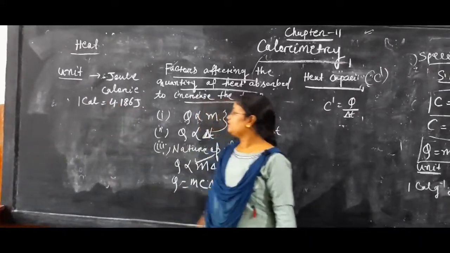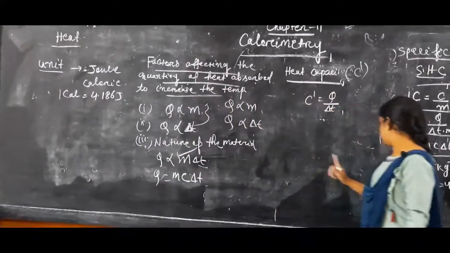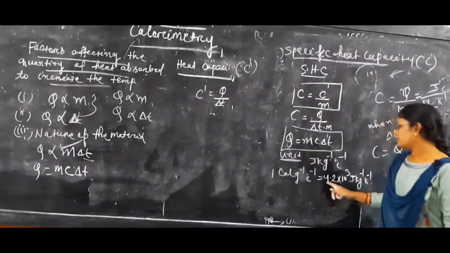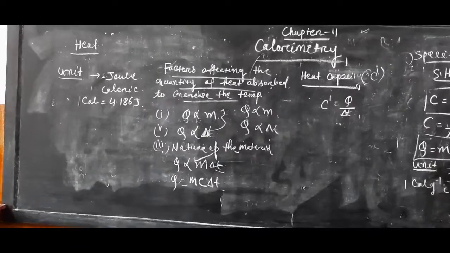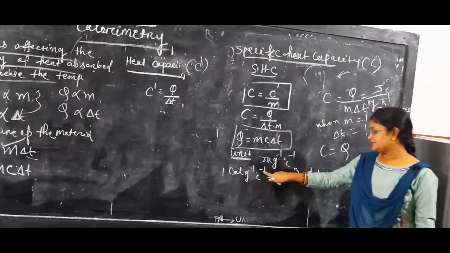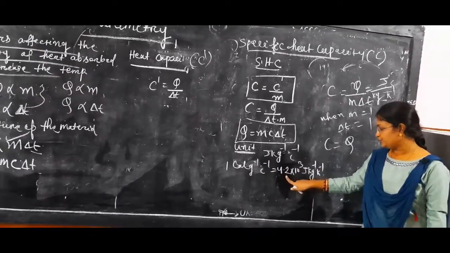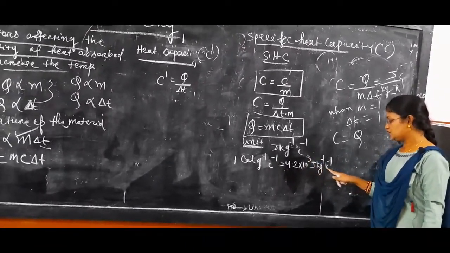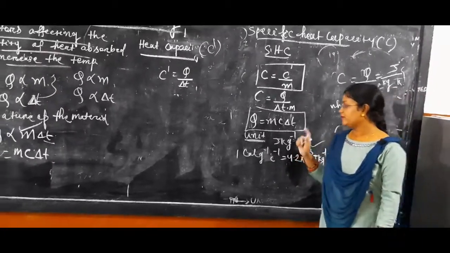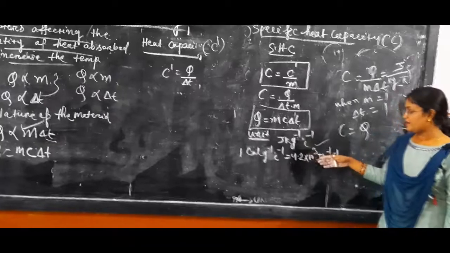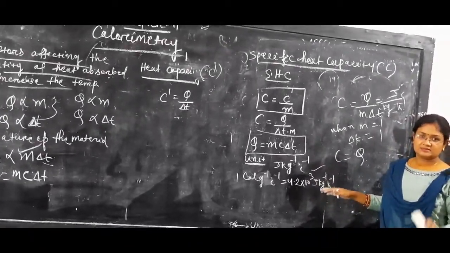So you need to put this calorie value in Joule. So 1 calorie is 4.2. There I have written 4.186, you can also write 4.2. 1 calorie gram inverse degree Celsius inverse equals 4.2 into 10 to the power 3 Joule kg inverse Kelvin inverse. So in this way, when you do the numericals, you have to use these units.